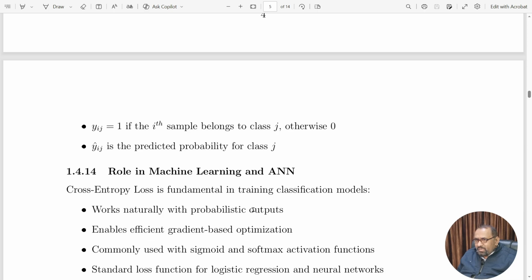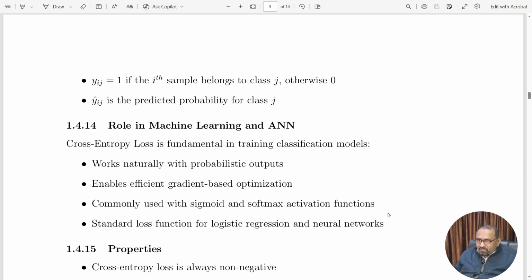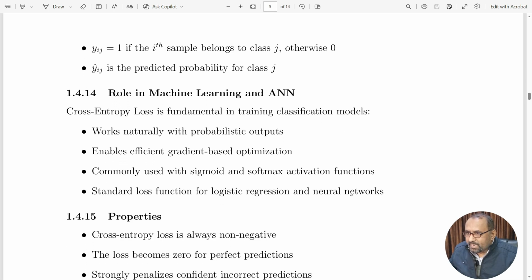And what is the role in machine learning? Cross entropy loss is fundamental in training classification models, works naturally with probability outputs and enables efficient gradient based optimization, commonly used with the sigmoid and softmax activation functions. Several activation functions are there, and in the coming sessions we will discuss various activation functions along with their properties and which function we need for a specific purpose. A standard loss function for logistic regression and neural networks.